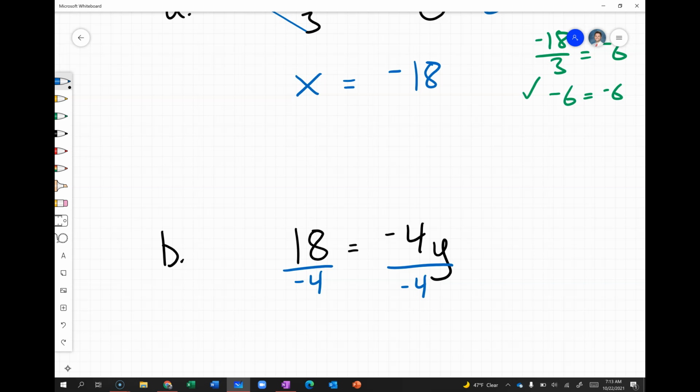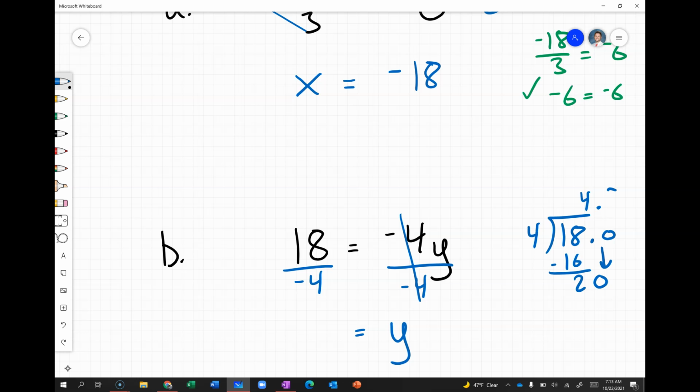So we know on the right side of our equation, negative 4y divided by negative 4 is going to equal simply y. And then on the left side of the equation, we have 18 divided by negative 4. So you know that's going to be a negative 18 divided by 4. So that's going to give us 4 here. And we get negative 4.5 is equal to y.